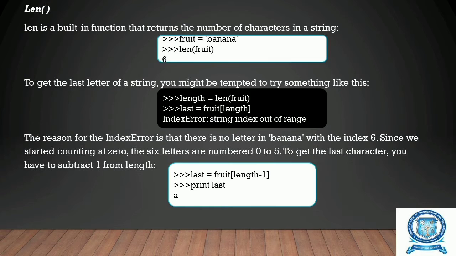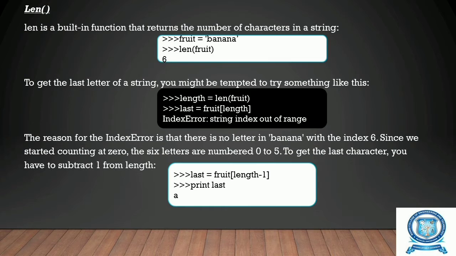To get the last letter of the string, we might be tempted to try what is given in this example: length is equal to length of the fruit, last is equal to fruit of length. But it will give an index error because the string index is out of range. The reason for the index error is that there is no letter in banana with index 6, because the index value starts from 0 to 5 only. Since we start counting at 0, the 6 letters are numbered 0 to 5.